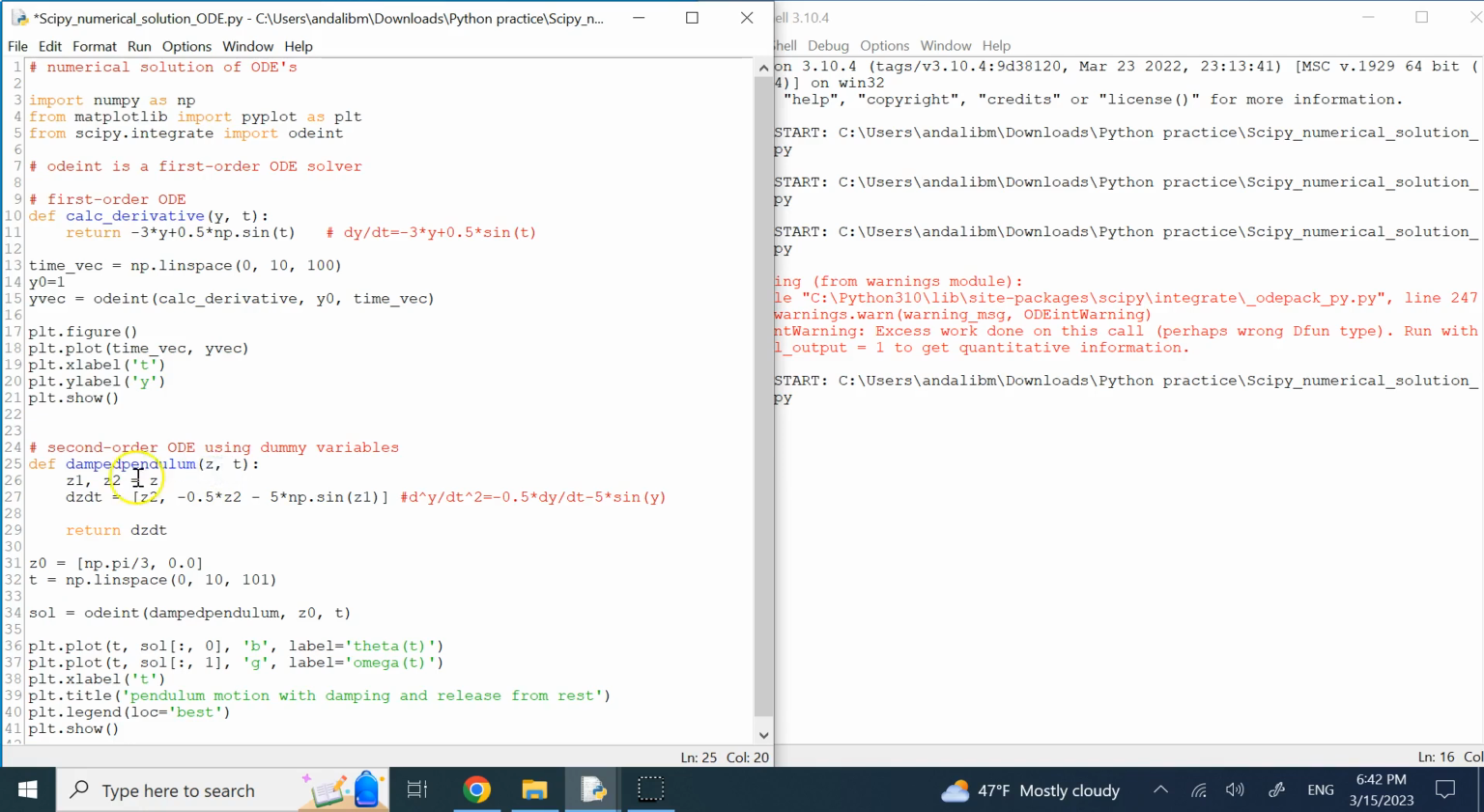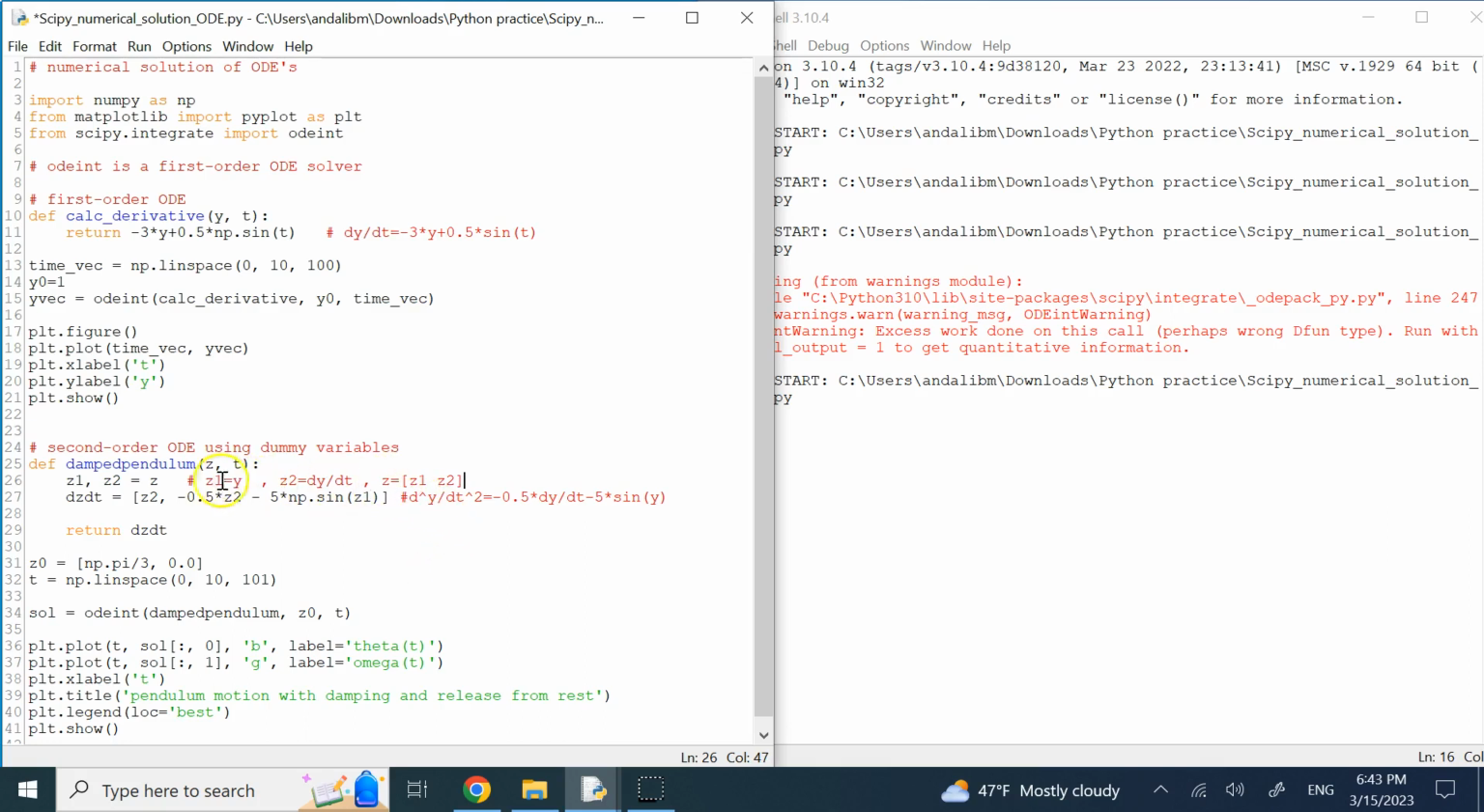So this z is a vector basically, and it has two inputs, Z1 and Z2, where Z1 is the same as Y, and your Z2 is the same as dy over dt, or theta and omega in this case. And so your Z is going to be the vector of Z1 and Z2.